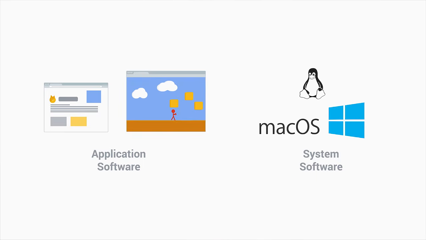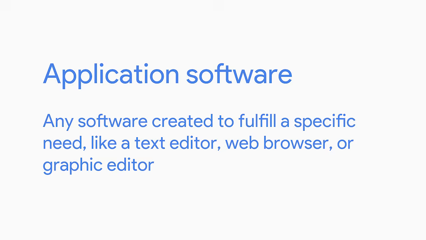We've talked about some of the basics of software, but now let's shift to the two types of software you'll encounter, categorized by function. Application software is any software created to fulfill a specific need, like a text editor, web browser, or graphic editor.